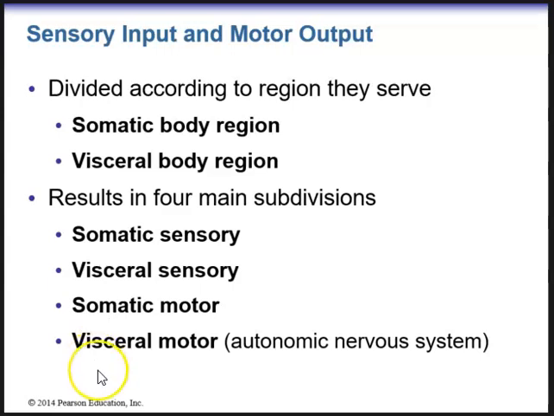And then we have a visceral motor subdivision, also known as the autonomic nervous system. So this is our involuntary motor innervation, specifically of smooth muscles, cardiac muscle, and glands, as well as other structures like the erector pili muscles in our skin, smooth muscle in the vessels, and our sweat glands. So we'll get into detail in these different subdivisions later on.